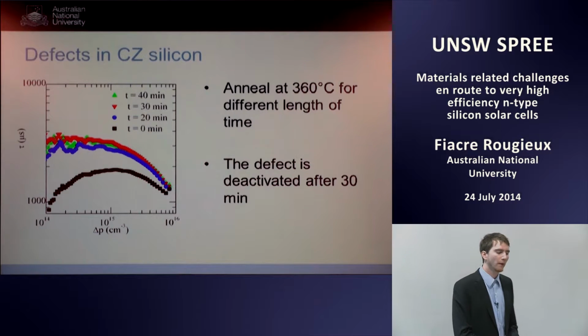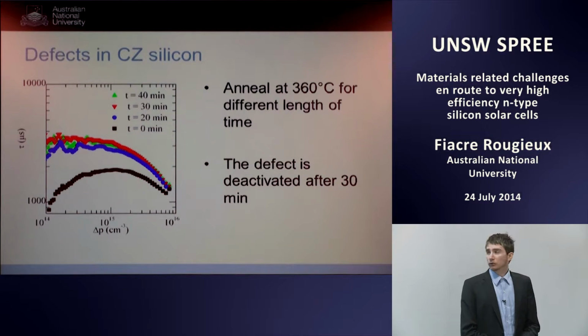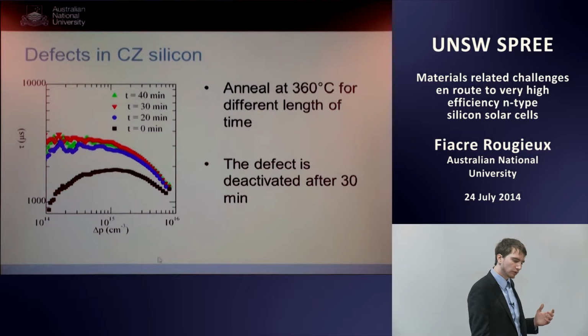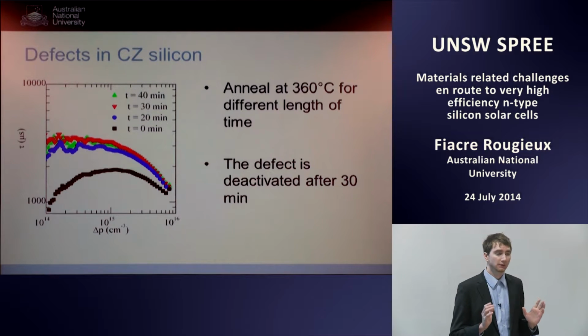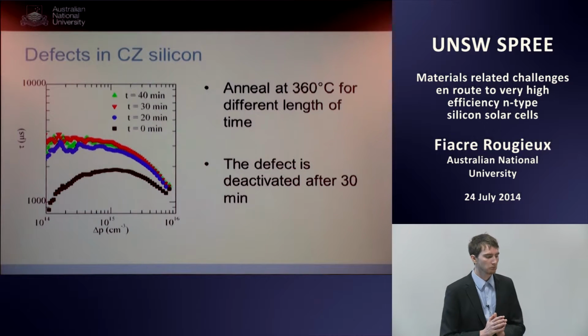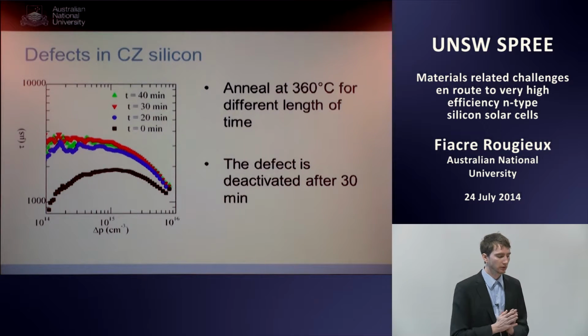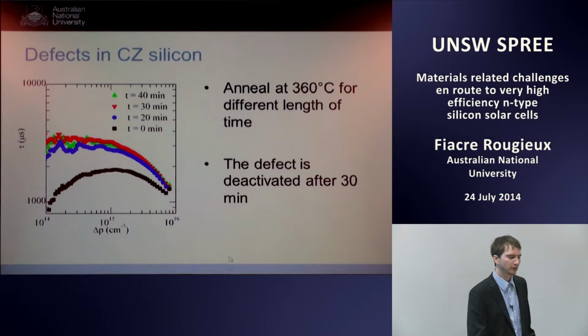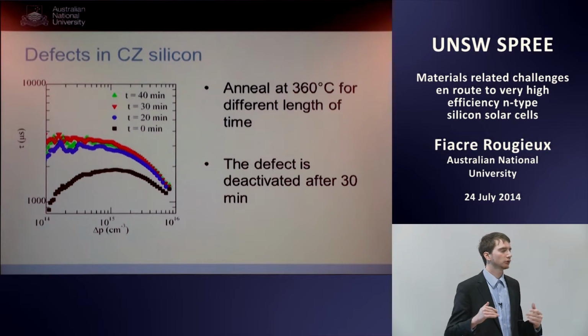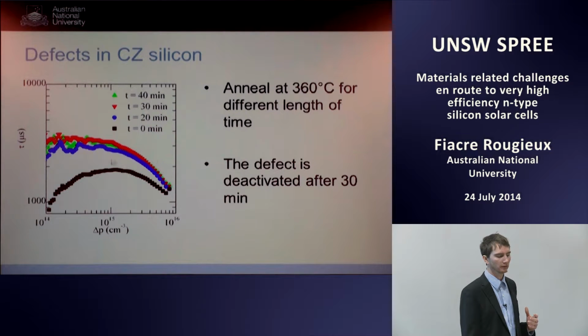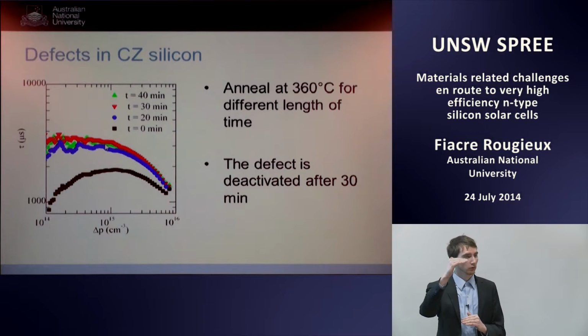This graph shows the lifetime as a function of injection level. This is a standard CZ silicon wafer that's used for very high efficiency solar cells, typically interdigitated back contact solar cells. What we see is that we start with a lifetime of approximately 1 millisecond. As we anneal it at 360 degrees for different lengths of time, starting at 0 minutes, then 20, 30, and 40 minutes, the lifetime increases.